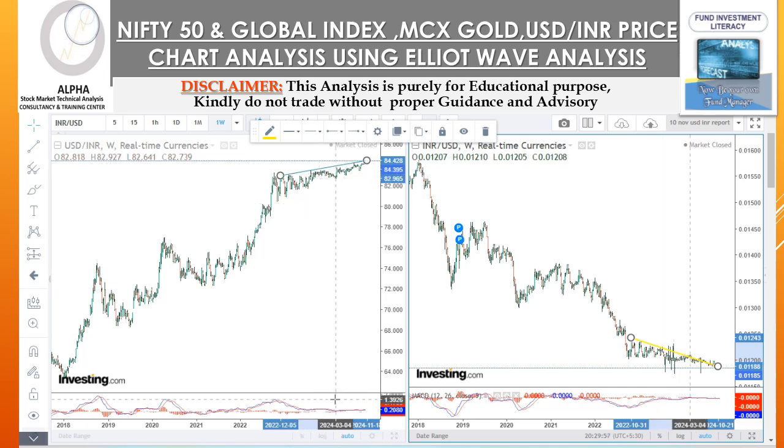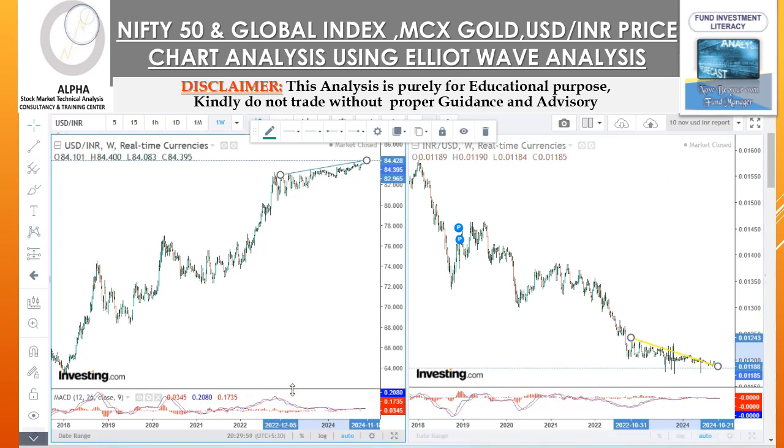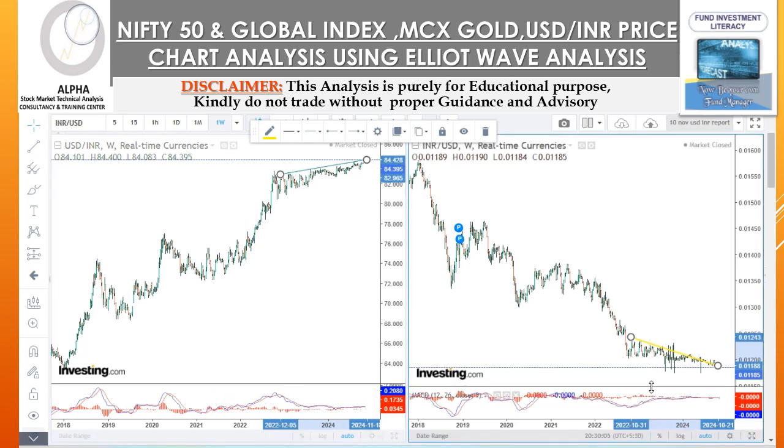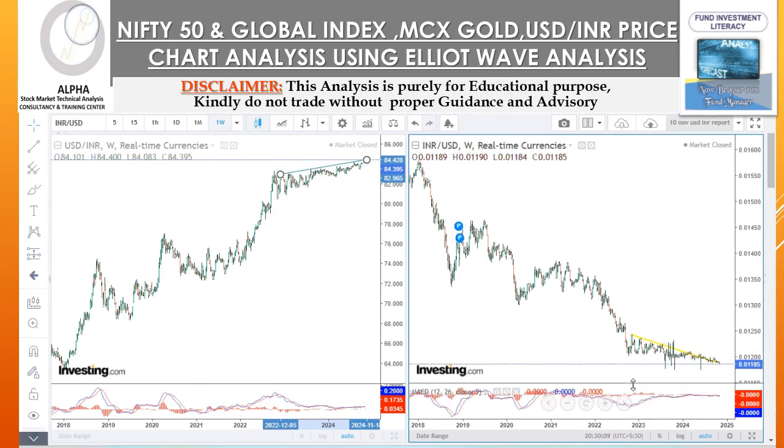And I do see this is MACD right here, and I do see how divergent it is. Of course, if you want to learn how I see the divergence, you can always join online and offline. Both courses are available for the wave analysis. And that's USD against INR.